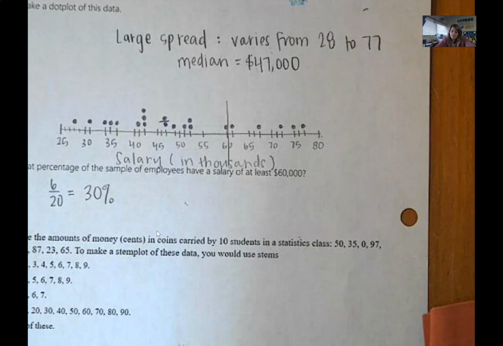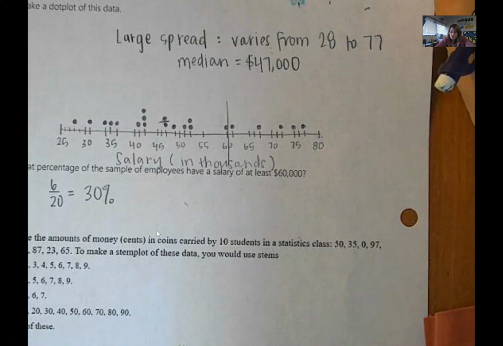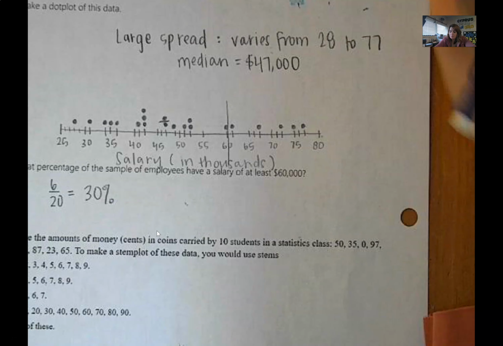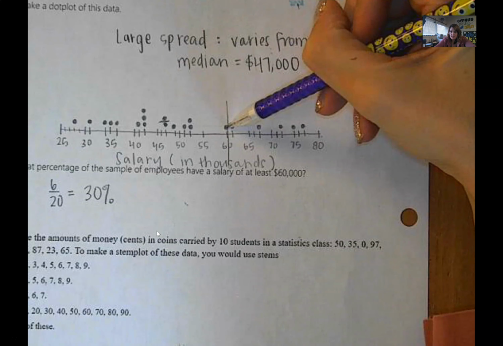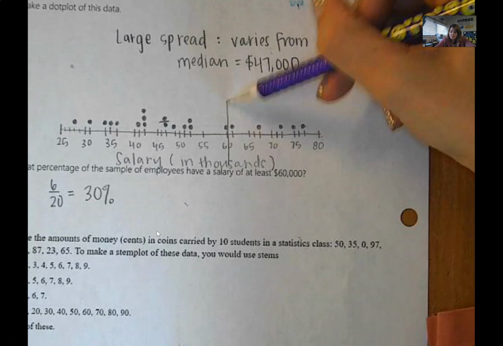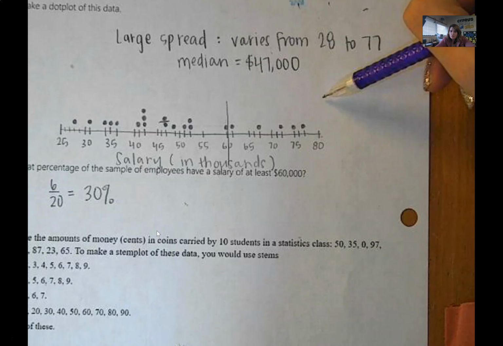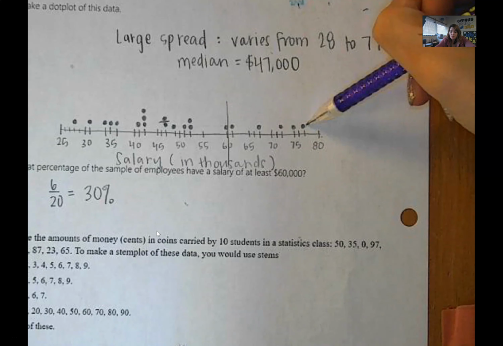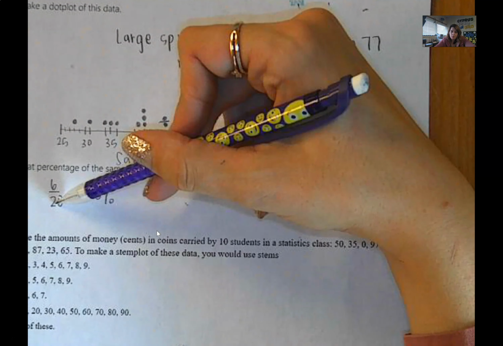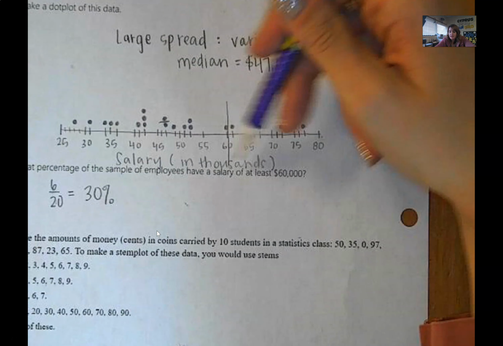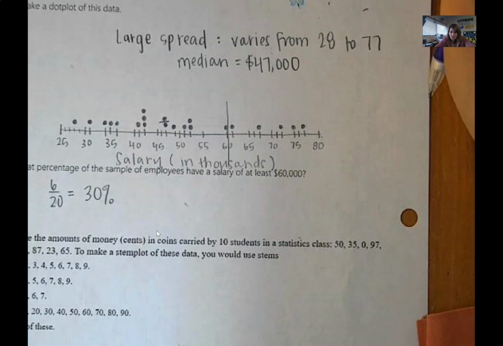The last question that they wanted us to answer was, what percentage of the sample of employees have a salary of at least $60,000? So that means that we start at 60 and we count to the right. At least 60,000 means start at 60,000 and count to the right. So if we do that, we get 1, 2, 3, 4, 5, 6 people out of a total of 20 people. Gives you a percentage of 30%. 30% of the employees have a salary of at least 60,000.